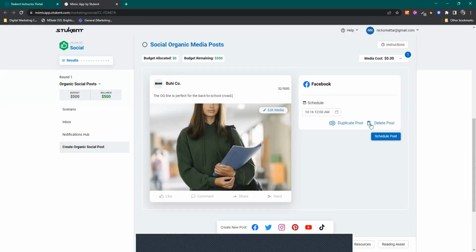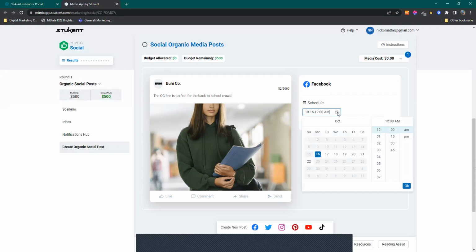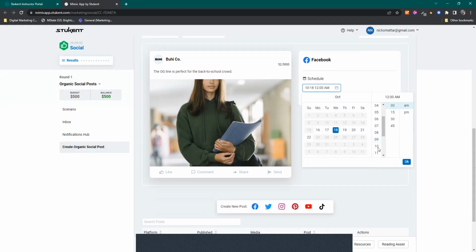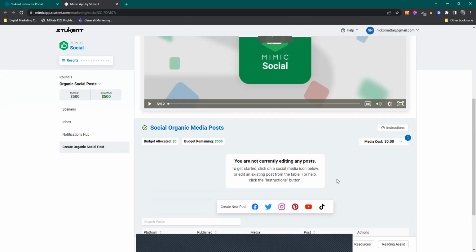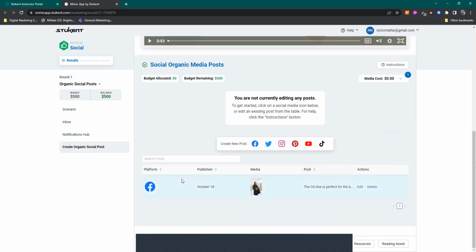You keep going, schedule it for whenever. Look, your round is only 1 week. Probably don't want to do it at midnight, so I'm going to put this at 10:30 a.m. Cool. Schedule that. Now remember, after you press schedule post, you can go back and edit them later. So you can create as many as you want.